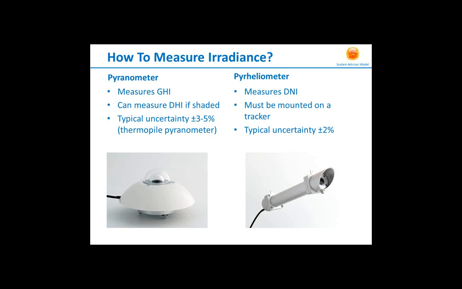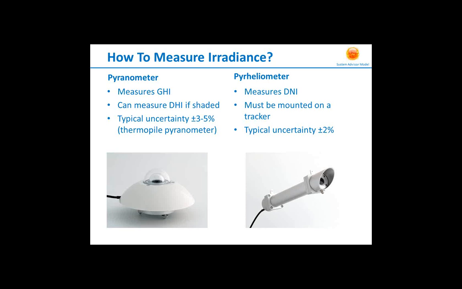Pyranometers can also be used to measure only diffuse radiation by shading them from the direct beam radiation using a shade ring or a disk. There are two different types of pyranometers, thermopile and photodiode. I won't get into the particulars of each type here, but thermopile pyranometers are generally regarded to be more accurate than a photodiode pyranometer, but they're also more expensive. The measurement uncertainty of a well-maintained pyranometer typically ranges from 3 to 5%.